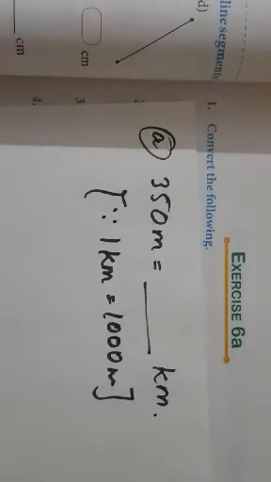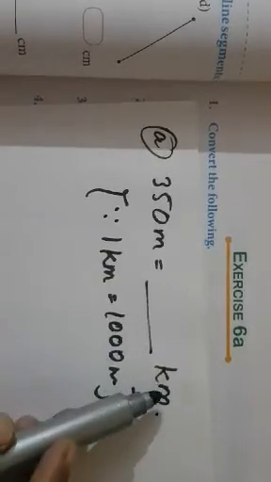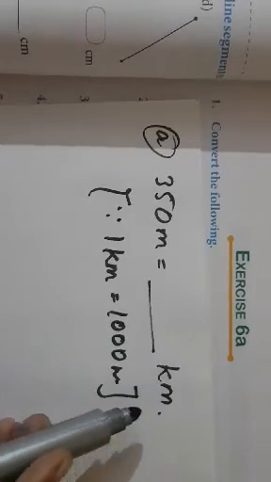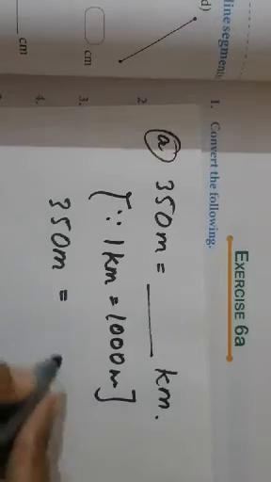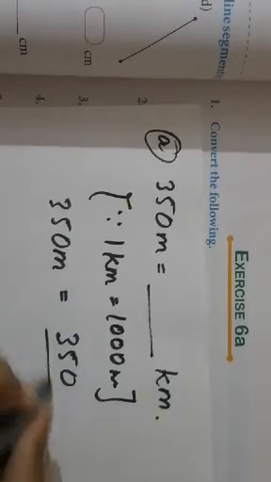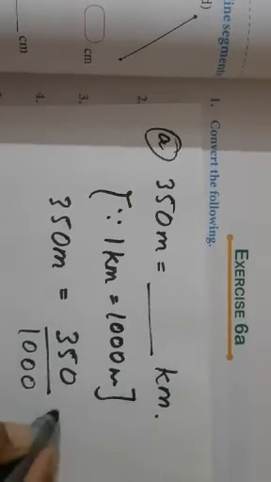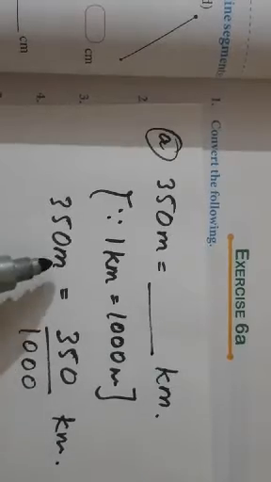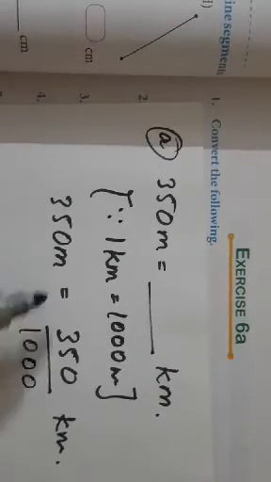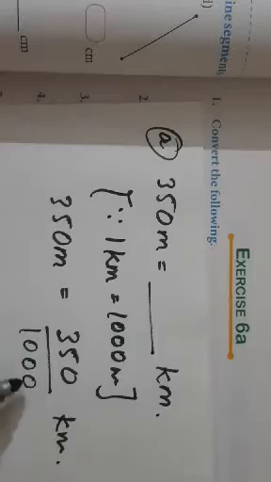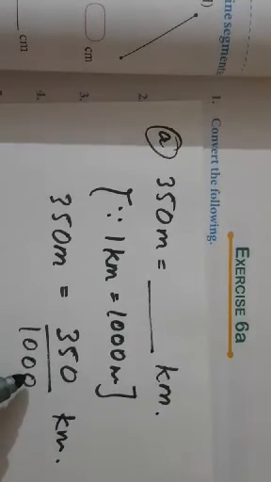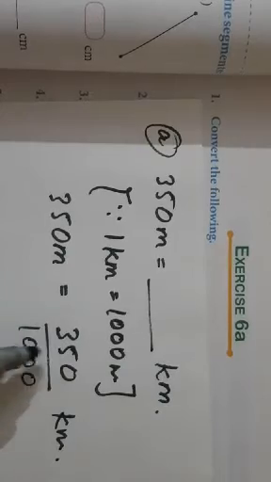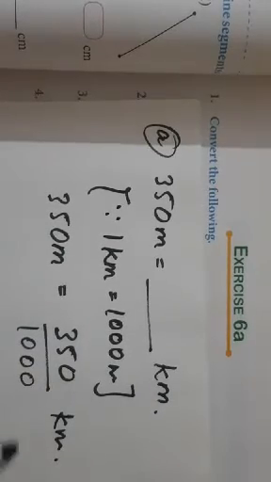So in order to convert the smaller unit into bigger unit, we always divide. So 350 meter is equal to 350 upon 1000 kilometer. But now we have to convert this fraction into decimal.